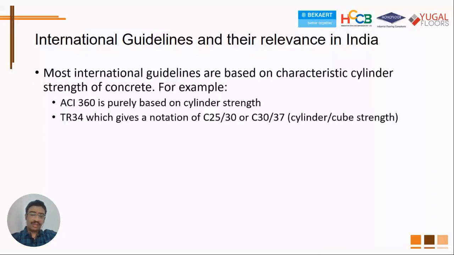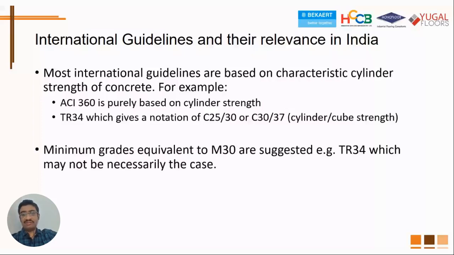And also a fact that we must bring out is that most of these guidelines are based on characteristic cylinder strength of concrete. For example, ACI is purely based on cylinder strength. TR34 is based on Eurocode 2, which also has cube strength, but the notation is always given like this, C25/30 or C30/37. It's a cylinder/cube strength notation. So, for example, C30/37 means an M37 concrete. Now, how do you make an M37 concrete in the Indian context? All these questions.